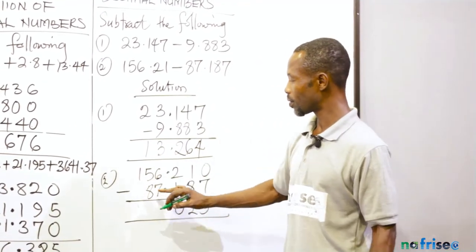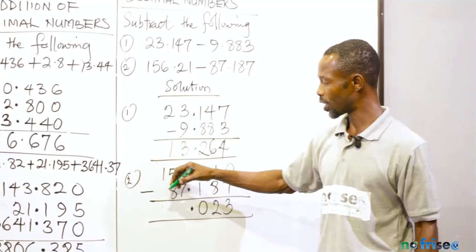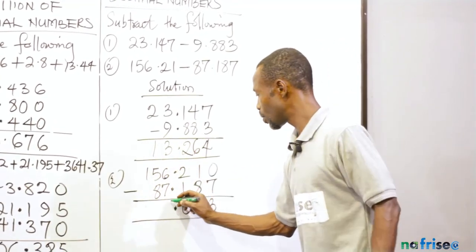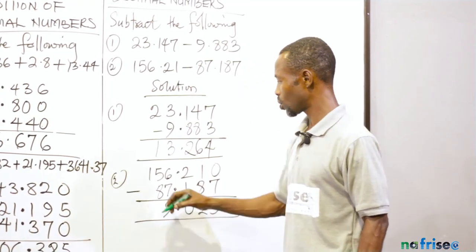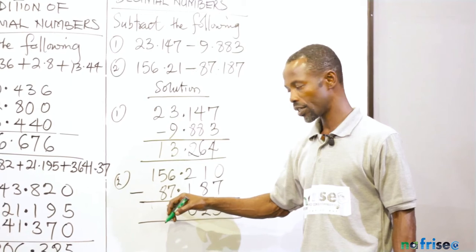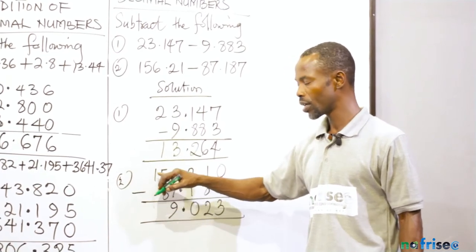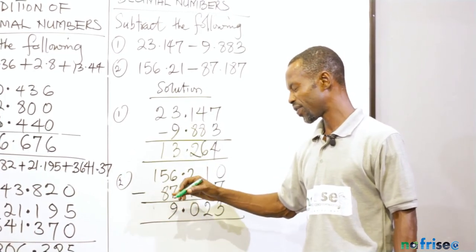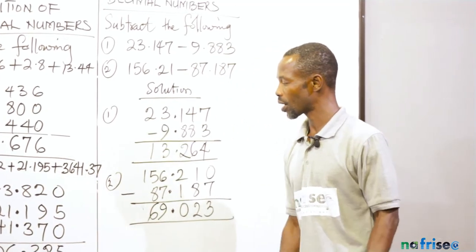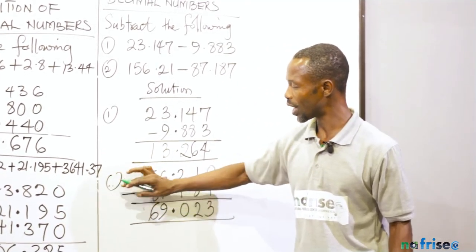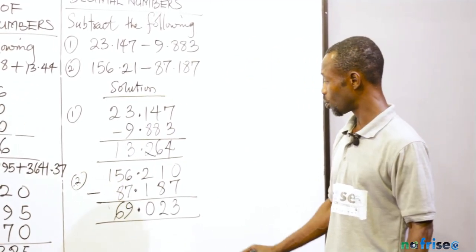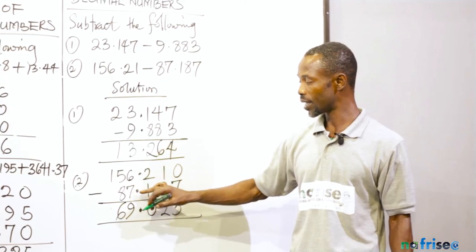So 6 minus 7, not possible. You come over here, you borrow 1, you add 1 here, it becomes a 16. 16 minus 7 will give us a 9. So here is no longer 5, but 4. So from that 4, minus 8 is not possible. We'll come here, we'll borrow 1, we add 1 to that 4, it becomes 14. 14 minus 8 should give us what? 6. So this is the answer to the second one. So both for addition and for subtraction, you have one thing in common. You must make sure the decimal points are aligned in the same way.